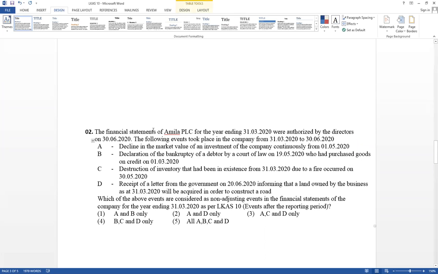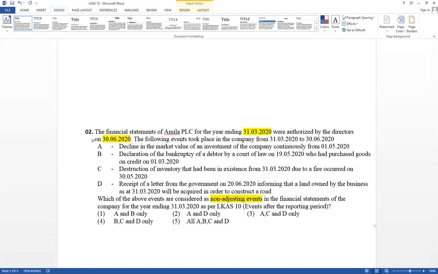It has given the financial statement of Amila PLC for the year end 31st March 2020. This is the end of the accounting period. Authorized by the director on 30th June 2020, the date the director signed. The following events took place in the company from 31st March to 30th June 2020. It has given events. Think about the requirements: which of the above events are considered non-adjusting events?